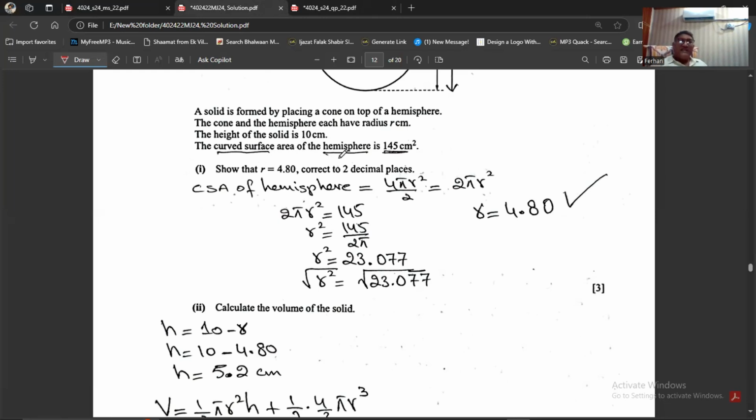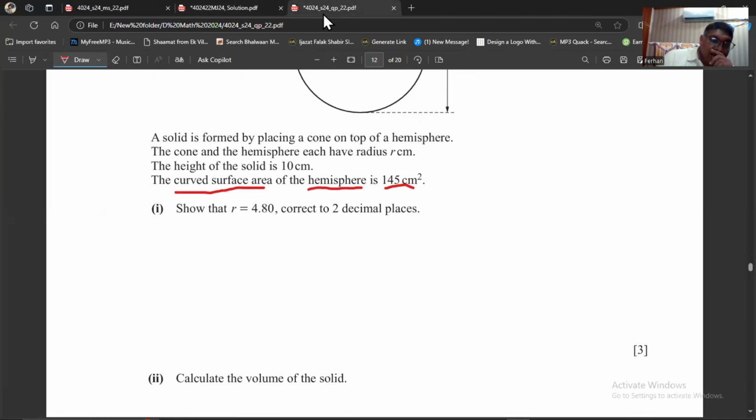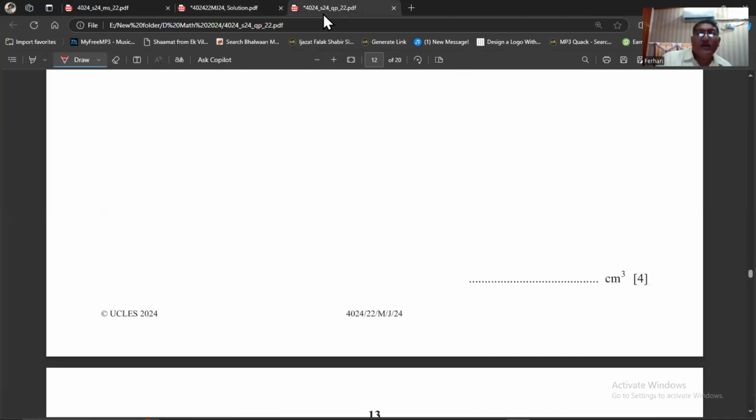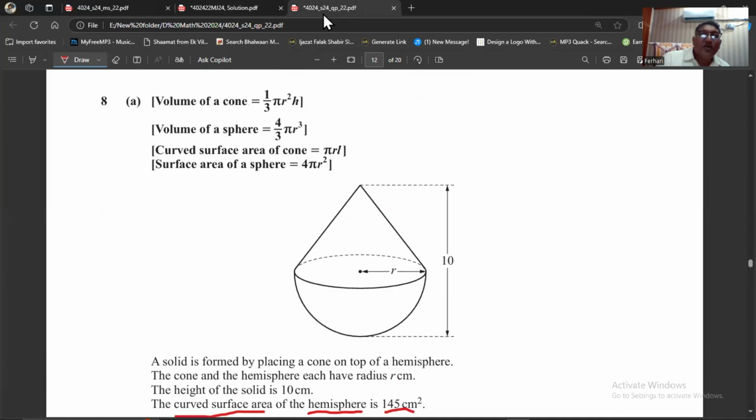Here the curved surface area of the hemisphere is given. So from there, I am able to find out the radius. Okay. Now this is what you have to show only. Now the next part is to calculate the volume of the solid. It's a 4 marks question. We have to calculate the volume of the solid.